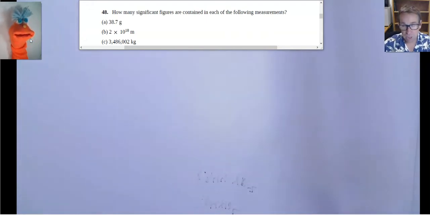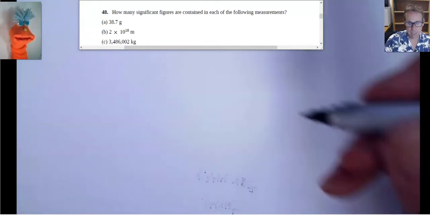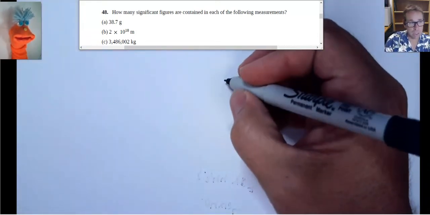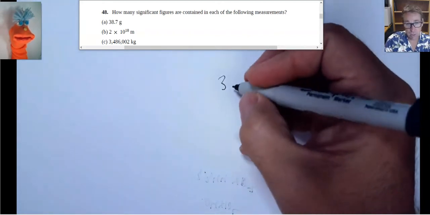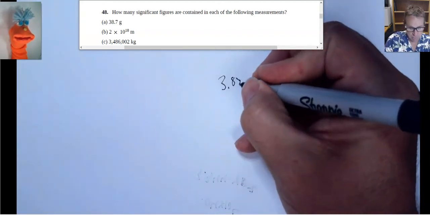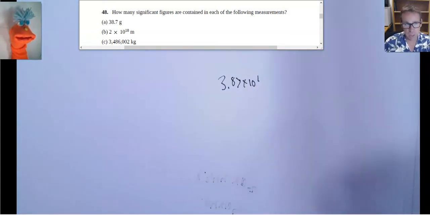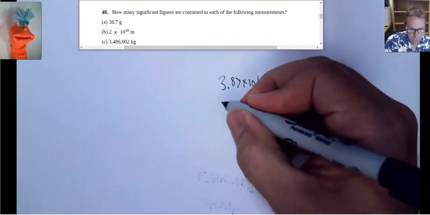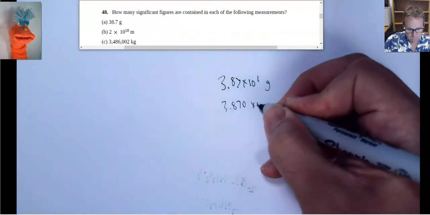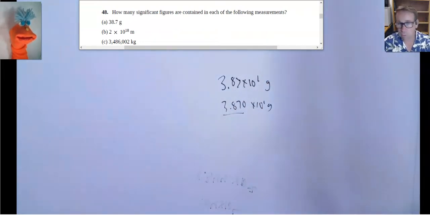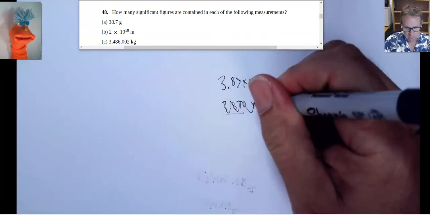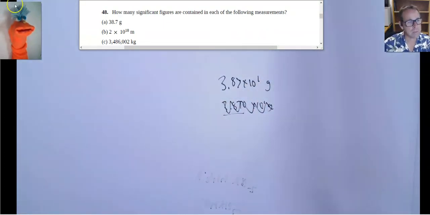And in scientific notation, we want to make sure that when we write things in scientific notation, we maintain those significant figures. So for example, 38.7 in scientific notation, again, I have three significant figures in 38.7, 3.87 times 10 to the 1, right? That would be our scientific notation, grams. Those are our units. I wouldn't want to write 3.870 times 10 to the 1 grams because now that is showing 4 significant digits. Okay? So the answer here is 3 significant digits for A.